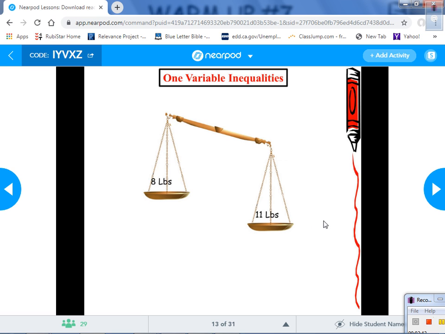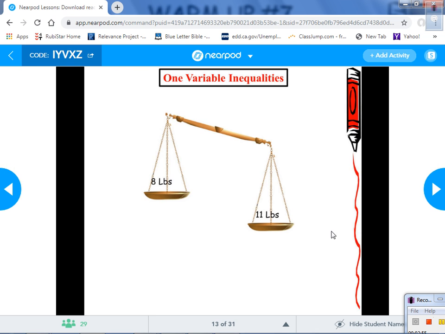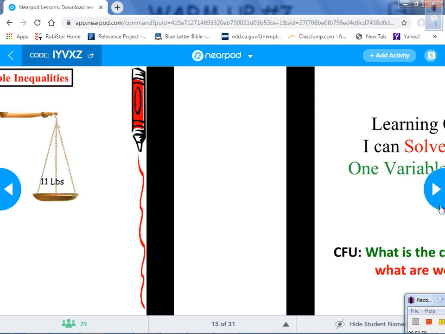Okay, some of you are a little bit distracted. I'm saying it's going to escalate pretty quick and you're not paying attention. Here we go. Equations equal, inequalities not equal. Okay, now that we got that, let's get started.